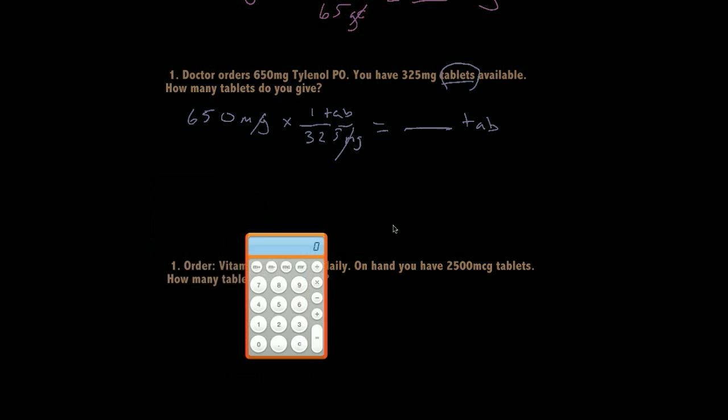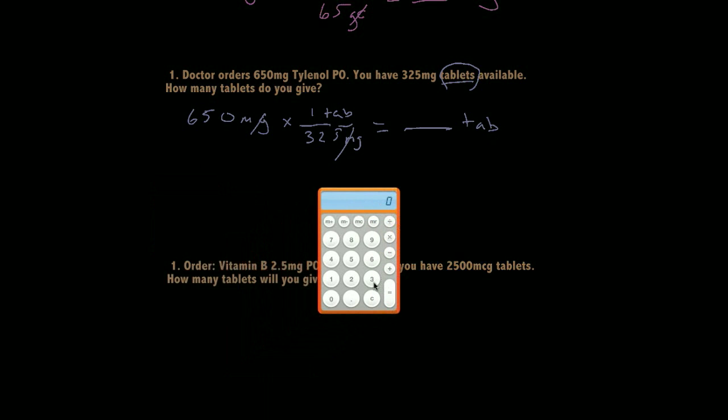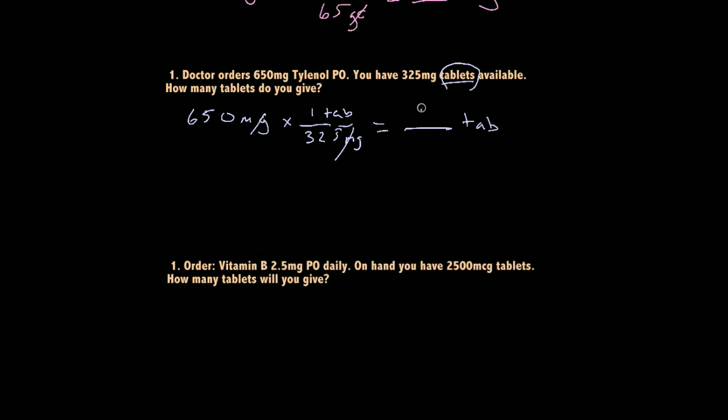All right, pull up our calculator, and we've got 650 times 1 divided by 325, and you probably guessed it, 2 tabs. Seems pretty simple, right? Most of these are. They can get a little complicated, like the next one here.